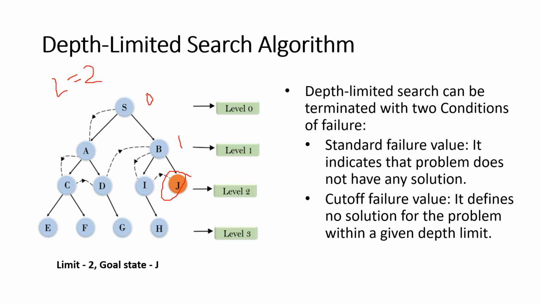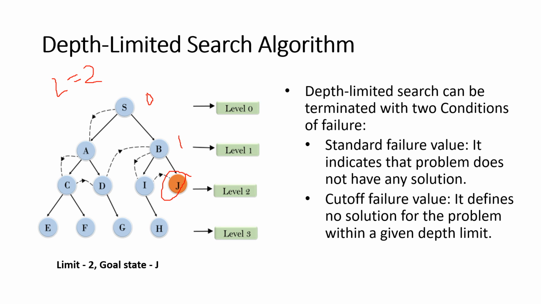So here we can see that depth limit search can be terminated with two conditions of failure. One is the standard failure value. It indicates the problem does not have any solution. That means if J did not exist anywhere in the tree, then the algorithm would return a standard failure, meaning no solution exists.